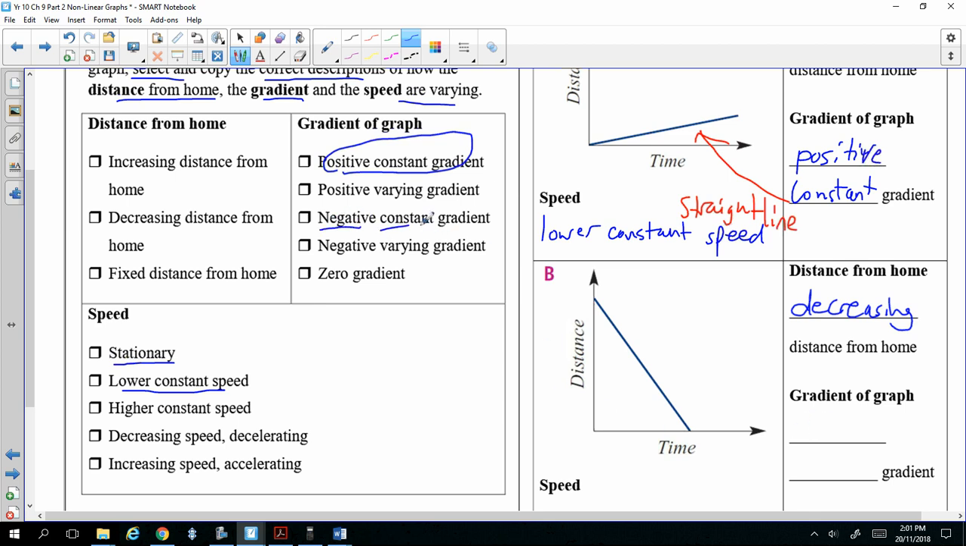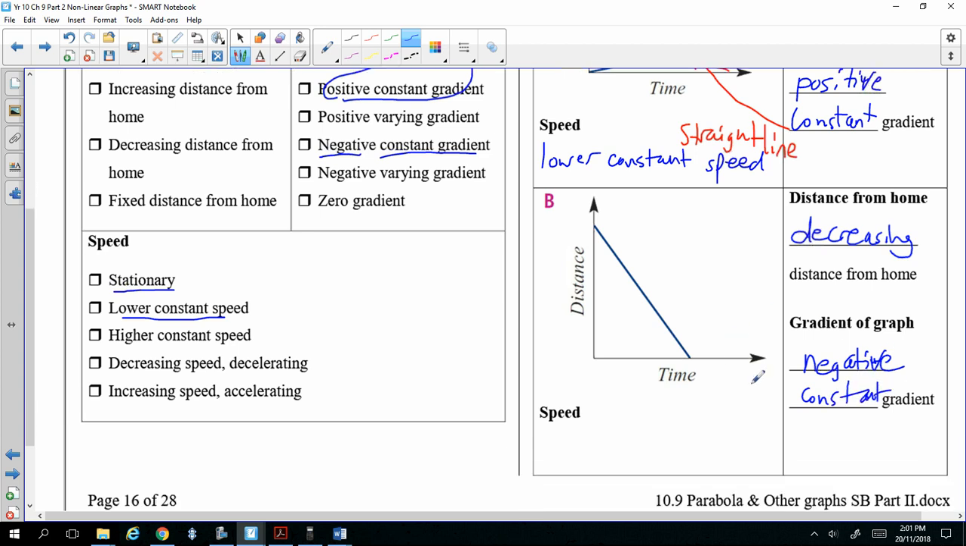Okay, so you write negative, constant. So if it's a constant gradient, the speed will be constant too. So the speed and the gradient are related. And then let's look at the speed, will be lower constant, high. Yeah, in this case will be high constant speed. So the speed, you see, is steeper. It's steep. If it's steep, we say it's higher speed. Higher constant speed. Hopefully it makes sense.